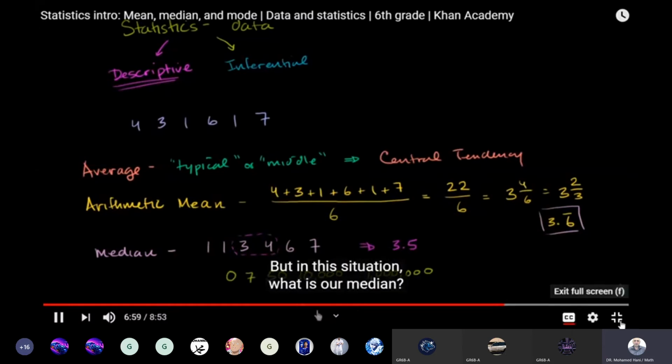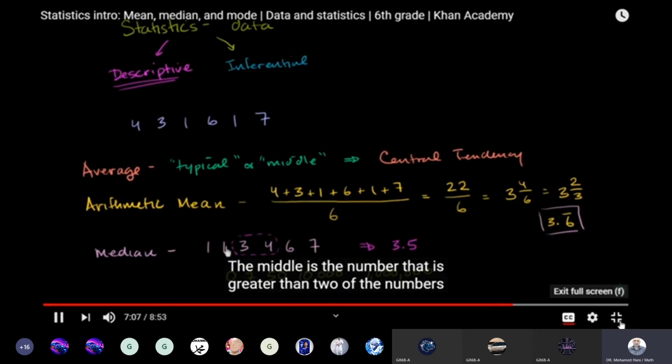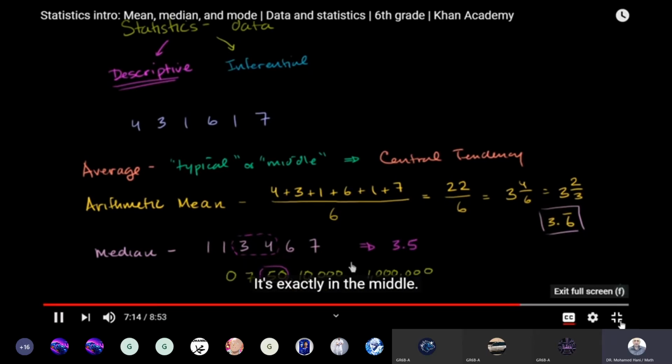But in this situation, what is our median? Well, here we have 5 numbers. We have an odd number of numbers, so it's easier to pick out a middle. The middle is a number that is greater than 2 of the numbers and is less than 2 of the numbers. It's exactly in the middle. So in this case, our median is 50.